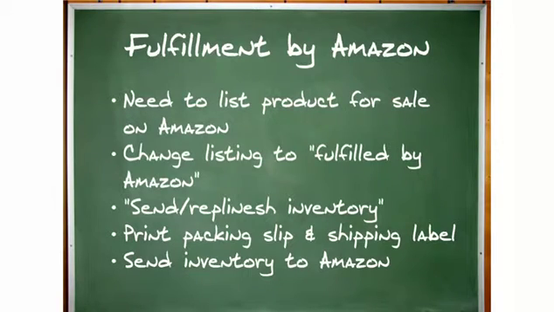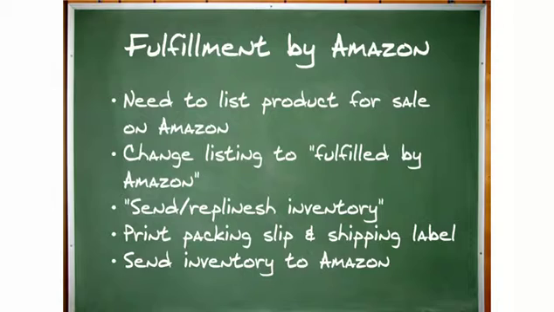And then whenever you're ready to send inventory to Amazon, you're going to find that inventory item within your seller dashboard and click Send/Replenish Inventory. Once you do that, Amazon's going to ask you how many you want to send to them. You're going to print a packing slip and shipping label. And if you have a supplier that's doing this for you, you can send those two items to them and they can have it shipped directly to Amazon.